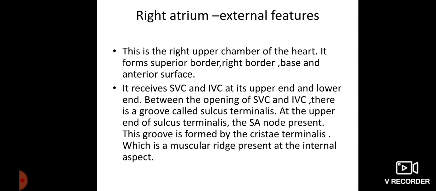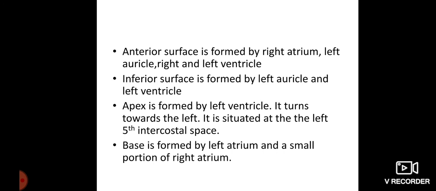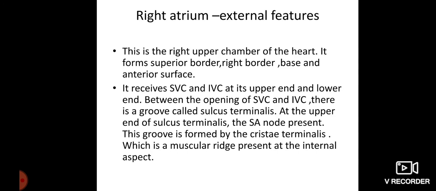Now, here you can see the anterior surface, which is formed by the right atrium, left auricle, and right and left ventricle. The inferior surface is formed by the left auricle and left ventricle. The apex is formed by the left ventricle. It is directed towards the left and is situated at the left fifth intercostal space. The base is formed by the left atrium and a small portion of the right atrium. Right atrium, the external features.